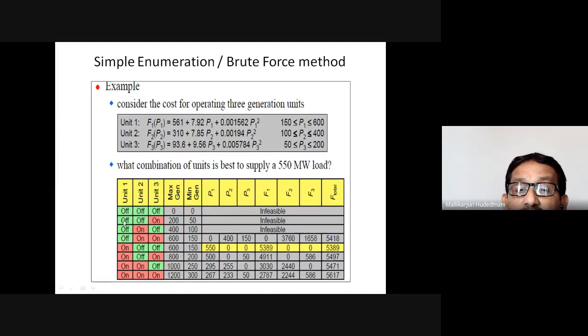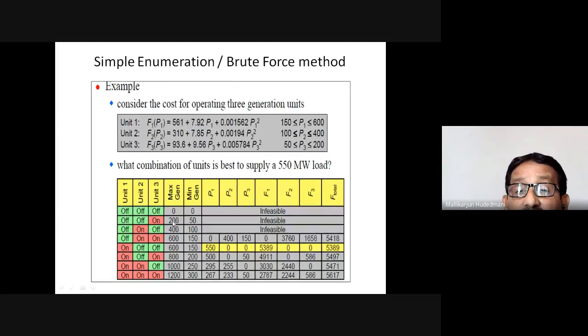So here, off, off, on. Only 3 is on. When 3 is on, what is the maximum generation? 200. Minimum generation, 50. 200 maximum, 50 minimum. So there is a shift in column compared to the earlier discussion. Likewise, all these combinations are put in the column manner. And their combination is checked. For a 550 megawatt, can this serve?